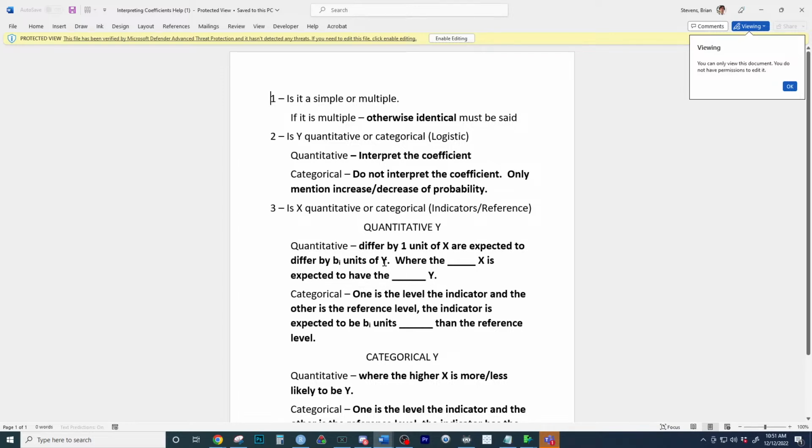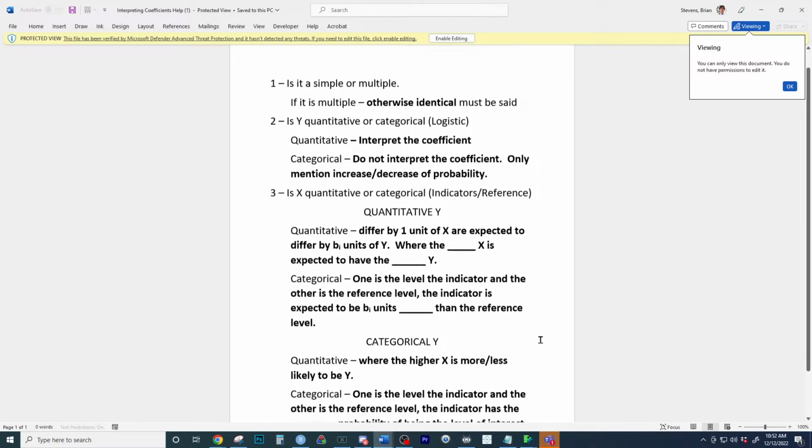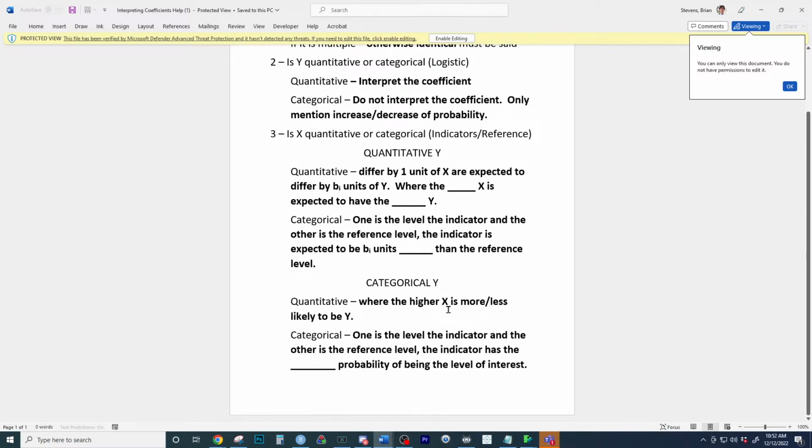Differ by, so quantitative, differ by 1 unit of X, expected to differ by. So make sure to give the context where the blank X is expected to have the blank Y. One is the level of interest, and the other is the reference level. The indicator is expected to be B1 US. Where the higher X is more or less likely to be Y. So, but you need to practice this.